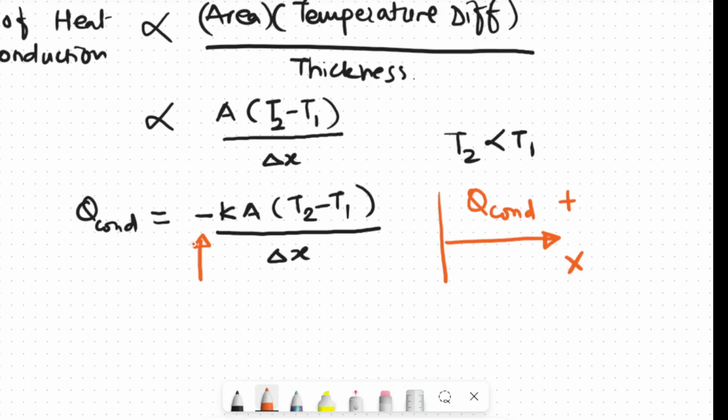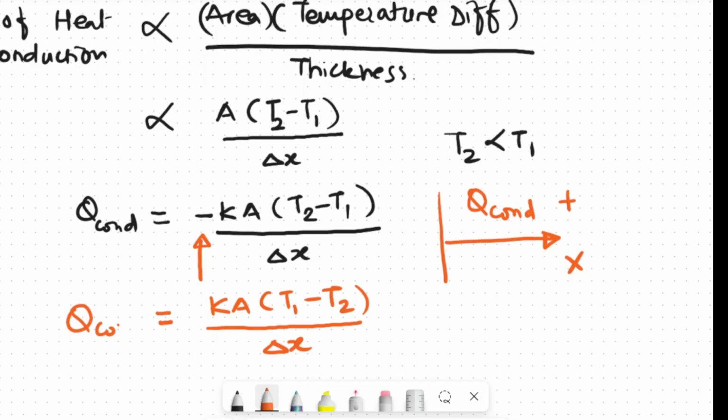Or other ways, I can write it as Ka T1 minus T2, that is higher temperature minus lower temperature, upon del X. So this is the equation for heat transfer by conduction.